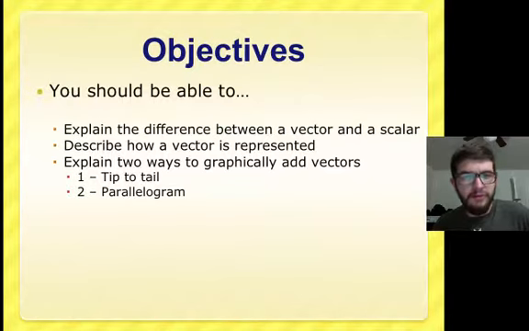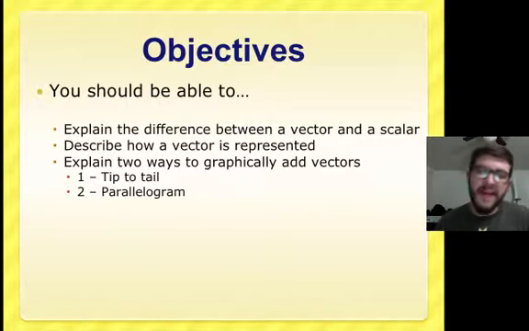Okay, so hopefully, again, you should check your objectives. By now you should be able to explain the difference between a vector and a scalar. You should describe how a vector is represented, aka by an arrow, but what does each part mean? And then you need to explain the two ways that we can graphically add vectors. You need to be able to explain the tip to tail method and the parallelogram method. So come into class and we're going to play around with this more and practice with some real life examples, and you're done.